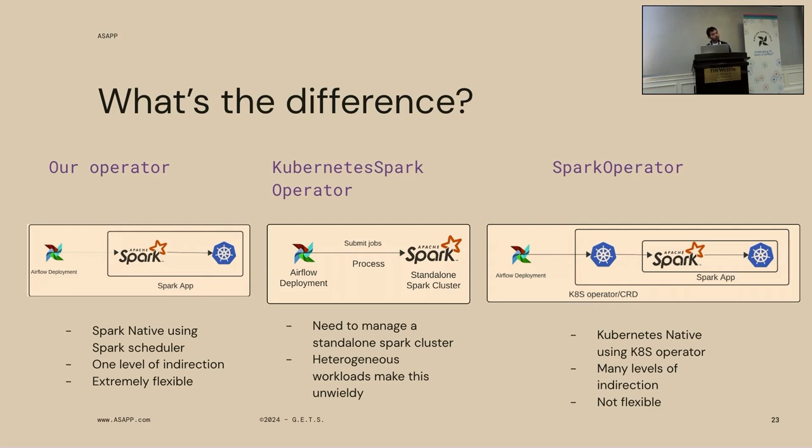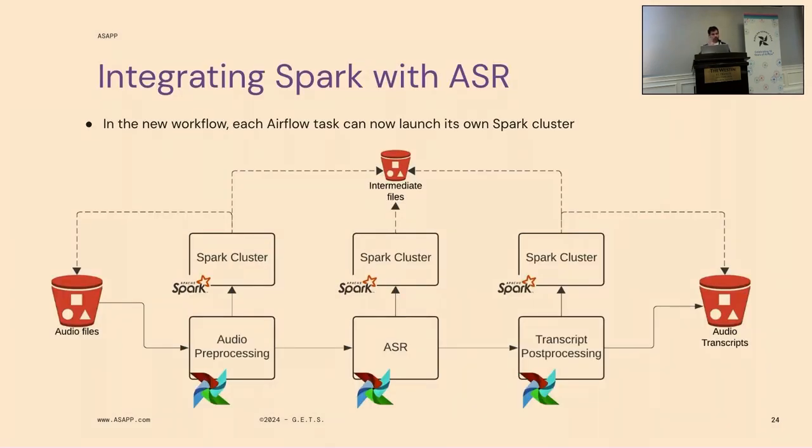So what we provide is a Spark native scheduling framework, which uses Spark's scheduler rather than the K8S scheduler to interact with the underlying infra. And in the use cases we've seen, it's super, super flexible. So now, once that is built, what does it look like? Every single task launches its own Spark cluster and then interacts with S3, interacts with your data, and then dumps it to a place where other tasks know to find it. And this then becomes like a newer version of a task, if you may.